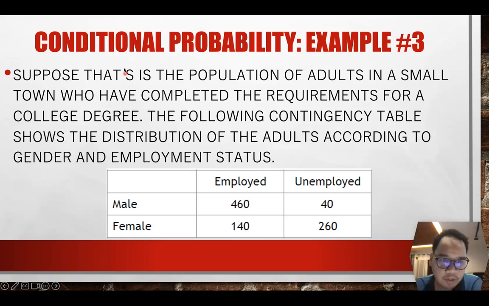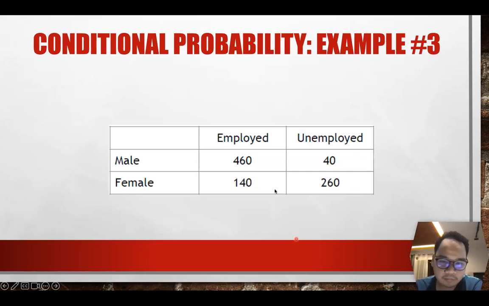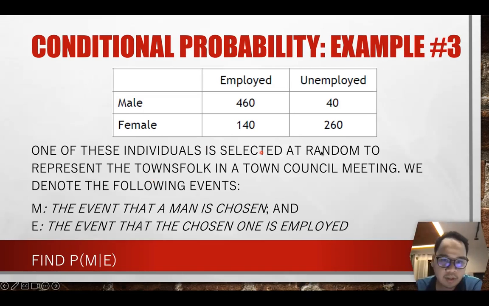Now, suppose that we have a sample space S. It is the population of adults in a small town who have completed the requirements for a college degree. The following contingency table shows the distribution of the adults according to gender and employment status. So we have males and females, employed and unemployed. One of these individuals is selected at random to represent the townsfolk in a town council meeting. We denote the following events: M, that he's a man, and E, that he is employed. So we want to get the probability that he is a man given that he is employed.